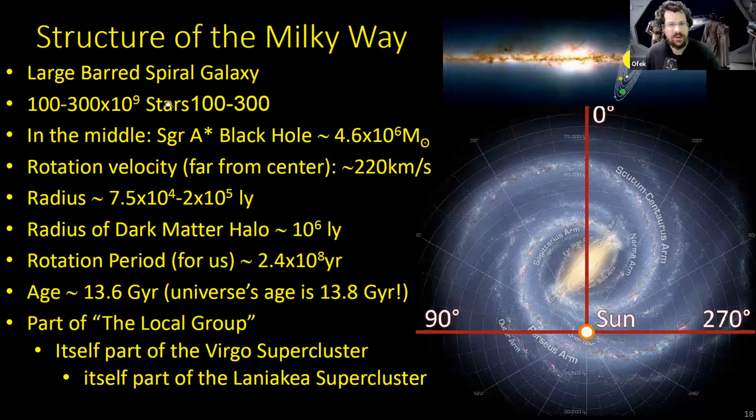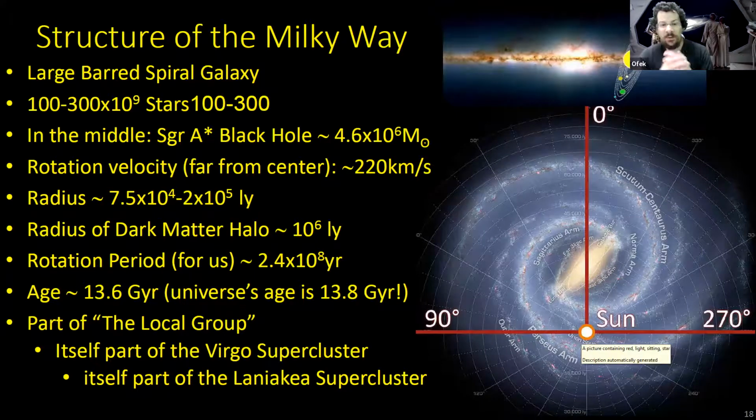There's a typo here in the second line. Our galaxy has between 100 and 300 billion stars, so about, or order of, 10 to the 11 stars. Sagittarius A star, as we mentioned, is a 4.6 million solar mass black hole at the center. The galaxy rotates. It doesn't rotate at the same velocity everywhere. It's not a rigid body. At the radius of our sun, we rotate at about 220 kilometers per second around the galactic center.